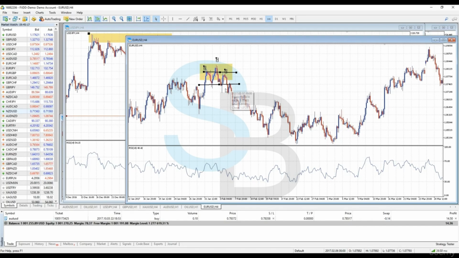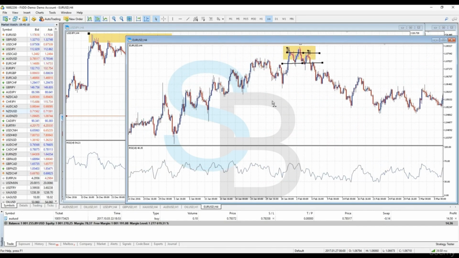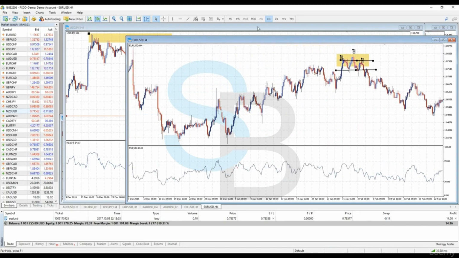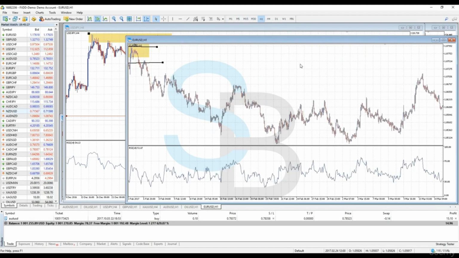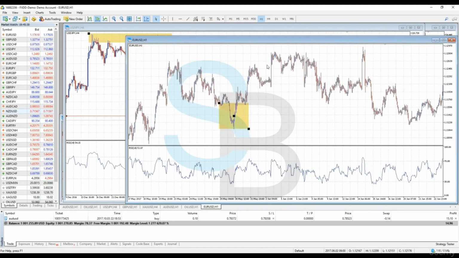There's also what's called an inverted head and shoulders. Let me see if I can find one. Here's one over here. Inverted head and shoulders is basically just the opposite of head and shoulders. So price action is falling. It's supported here. Once it breaks through support, it's then immediately rejected. It created the head and then created the second shoulder.